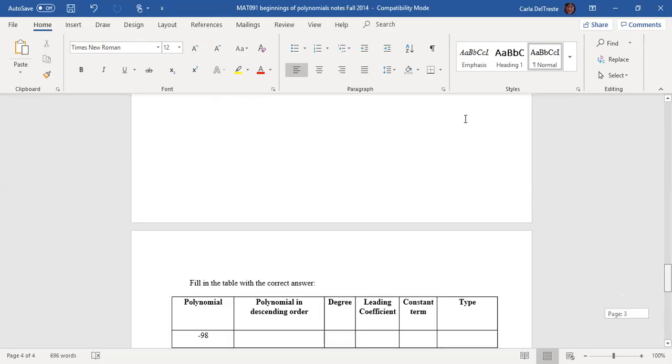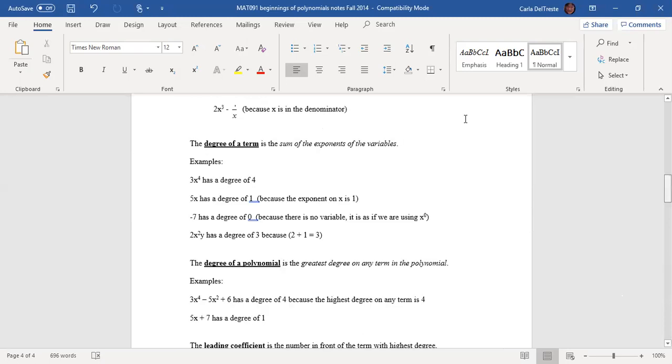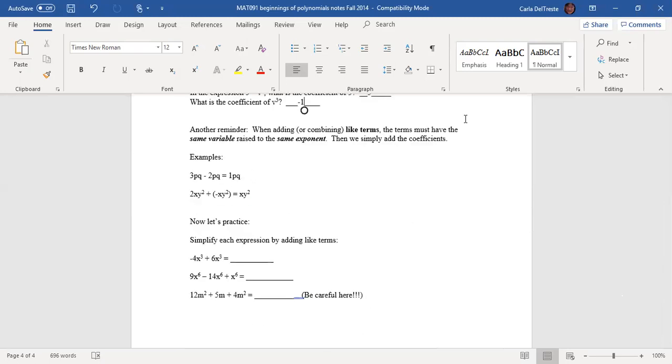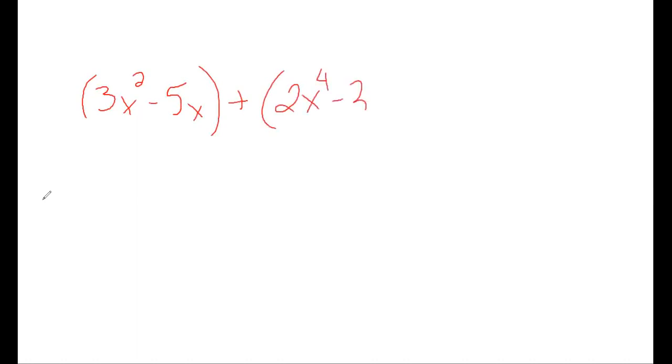So next, we're going to talk about operations on polynomials. So we're going to learn about adding and subtracting. So we're going to add polynomials first. What if I wanted to add 3x squared minus 5x plus 2x to the fourth minus 3x to the third plus 7x minus 1?